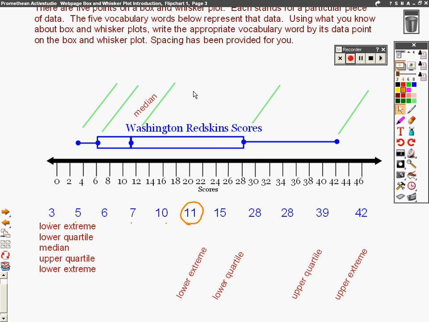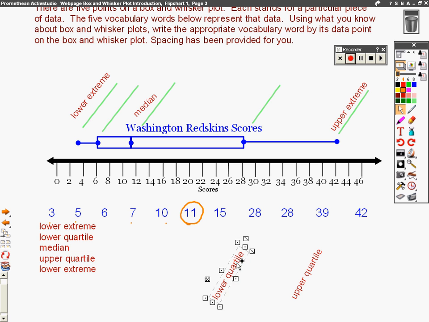All right, I'm going to go with the term that I feel most comfortable with, which would be lower extreme. I know that means the smallest number, or the number 3 in the data set. Same thing, but this time upper extreme. I know that's the greatest number in the data set.